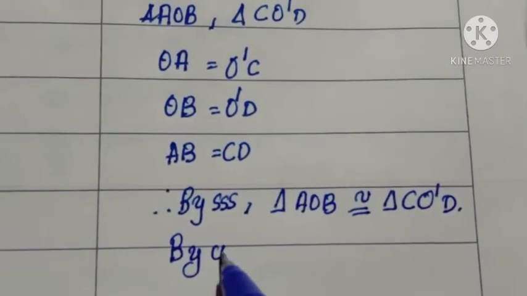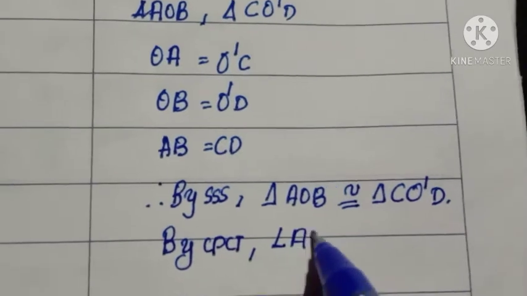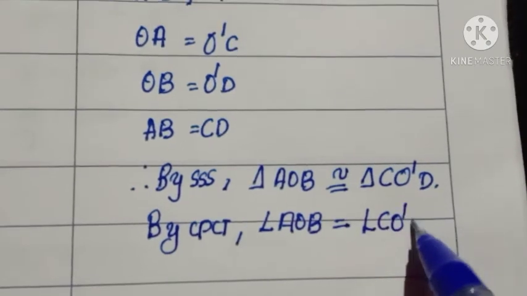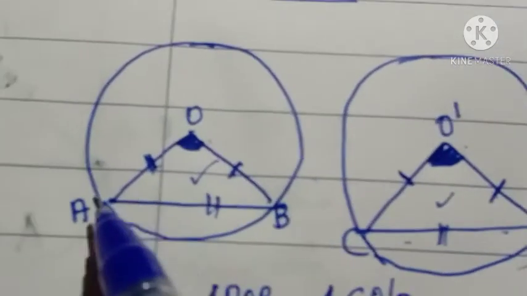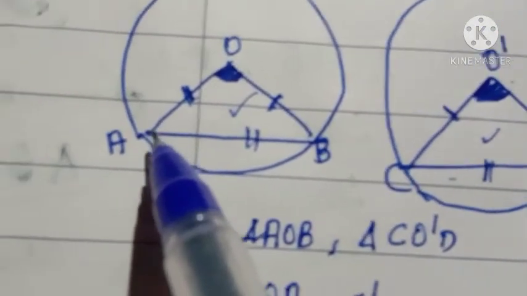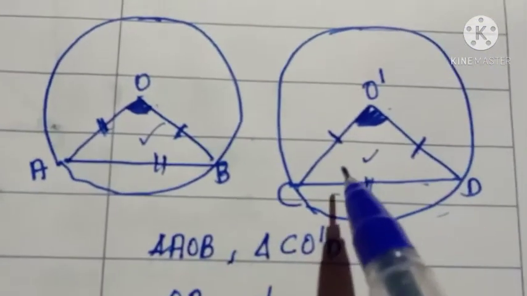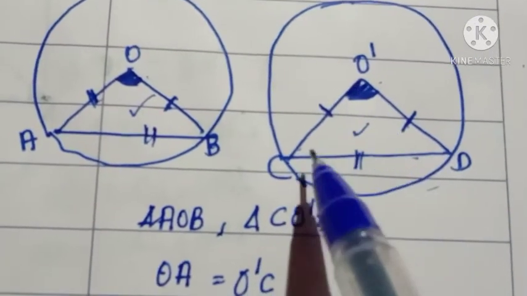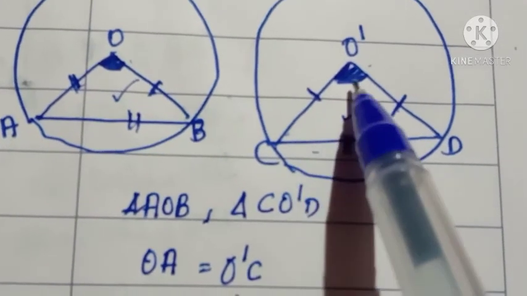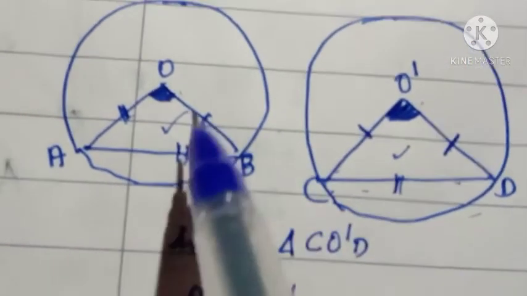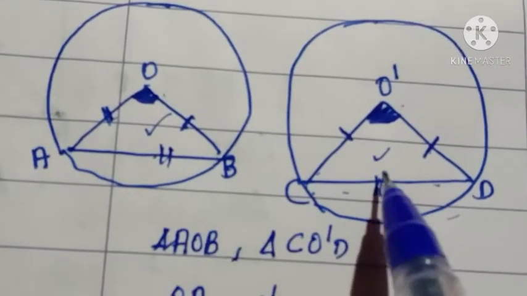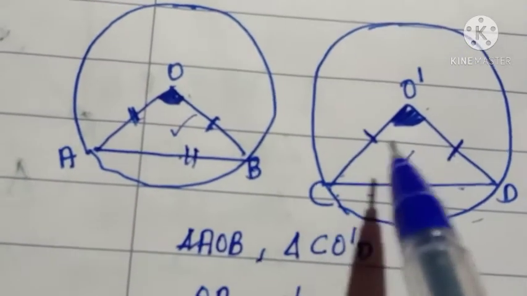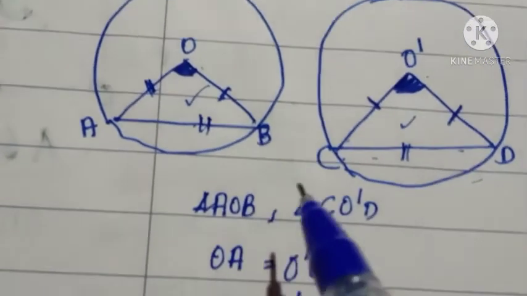Now, by CPCT rule, what is the angle corresponding to AOB? Angle AOB is equal to angle CO dash D. So look here, AOB is the angle made by this chord at the center, equal to angle CO dash D, the angle made at the center by the chord CD. Therefore, if two chords are equal, then the angles at the center are equal. So this is our question number 1.